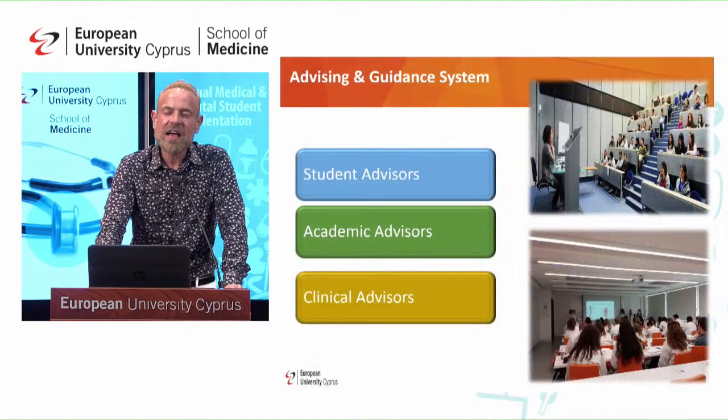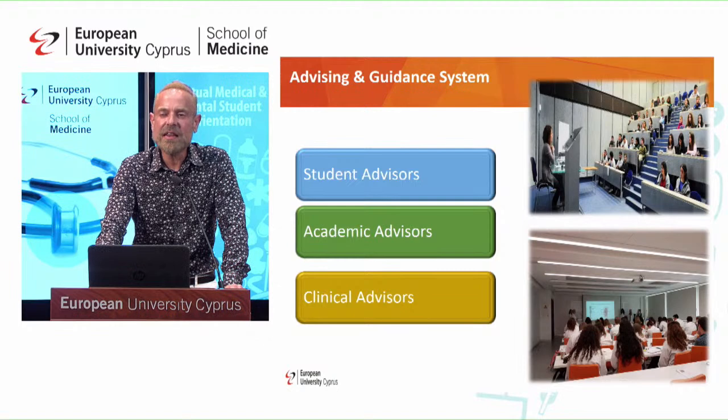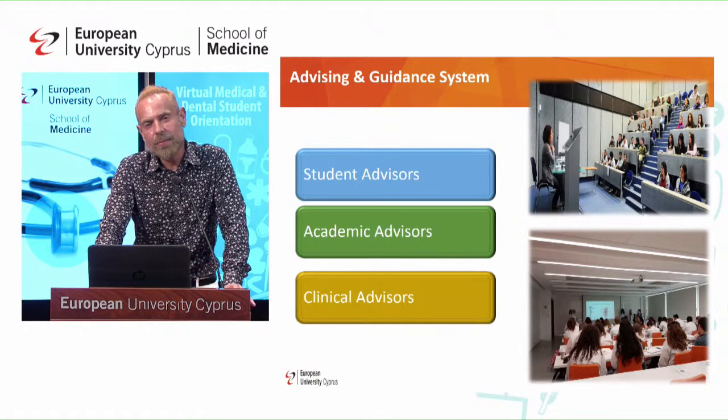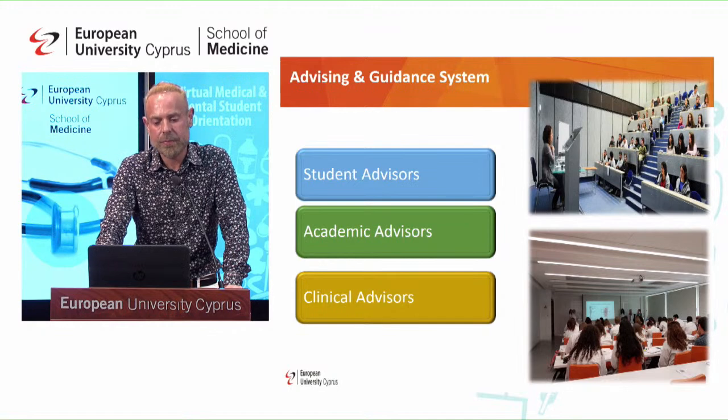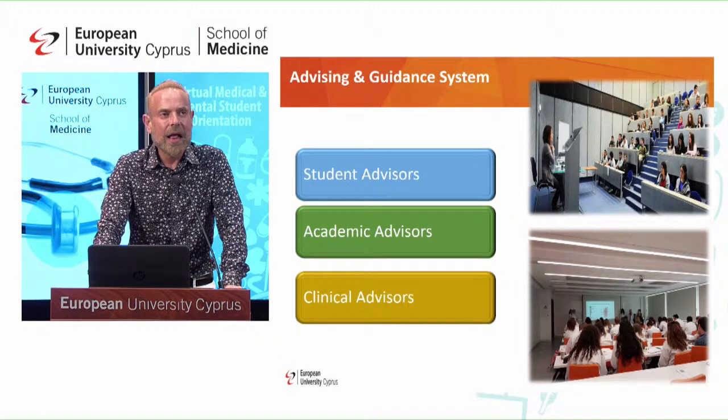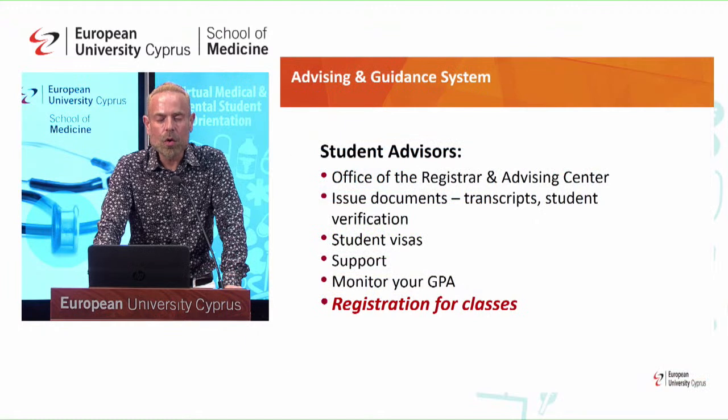And I would like to discuss a few things about the three types of advisors you will encounter in your academic life. The first type of advisor is the student advisor. The student advisor, I will explain later what a student advisor is. He is an administrator. Then you've got your academic advisor, and then you've got the clinical advisor. Let me elaborate a little bit more on what a student advisor is.